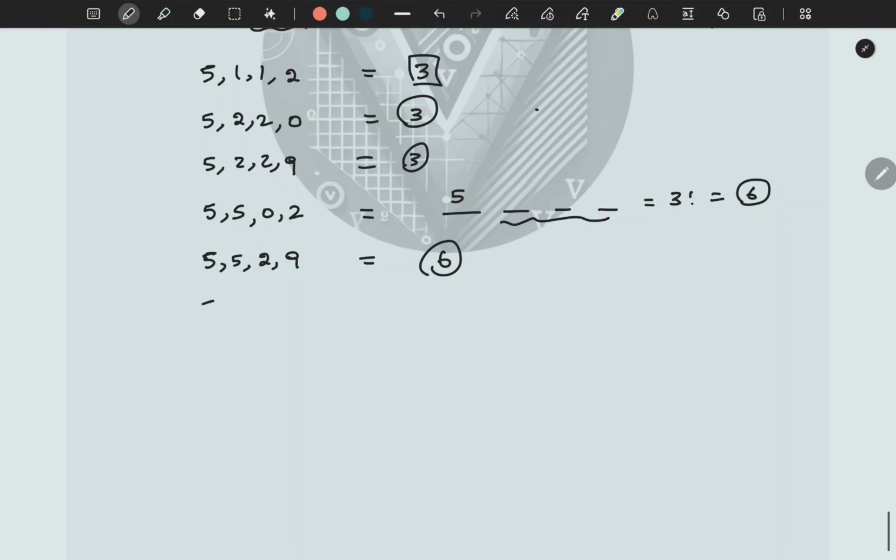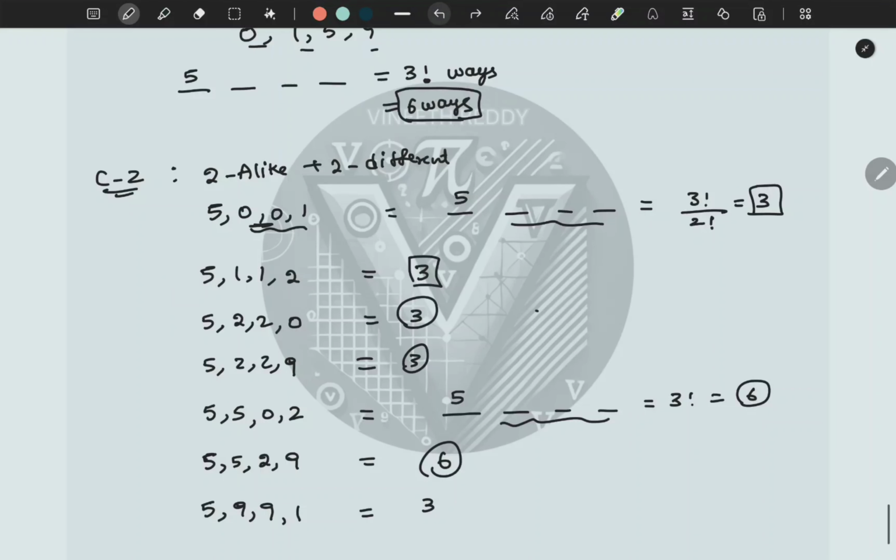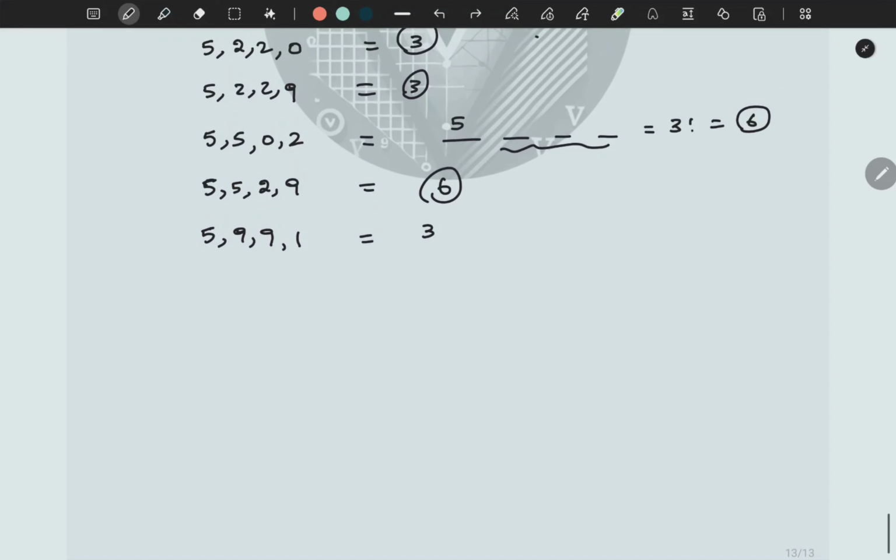Now what if 9 is repeated twice? So we get 5, 9, 9. 9 plus 9 is 18, 18 plus 5 is 23. The other digit should be 1, dear students. So this again you will have 3 ways. You can think about it, dear students, because 3 factorial by 2 factorial, right? It's similar to these cases, right? I hope you are understanding.